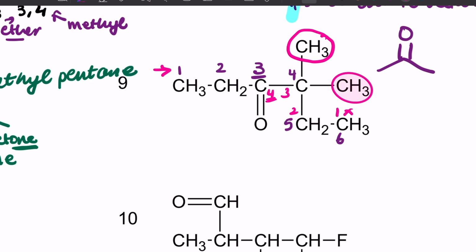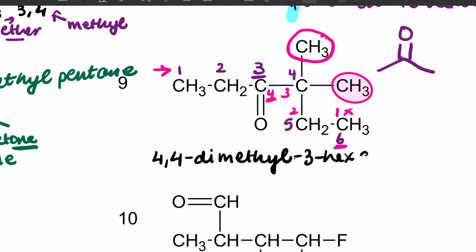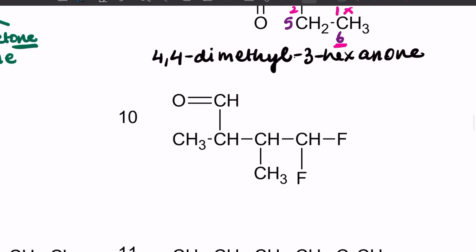Then let me look at what are the other substituents present on this. So there are 2 methyl groups present. So let's include those methyl groups as part of our hexanone. So then the complete name here becomes 4,4-dimethyl-3-hexanone or hexan-3-one, whatever you like.